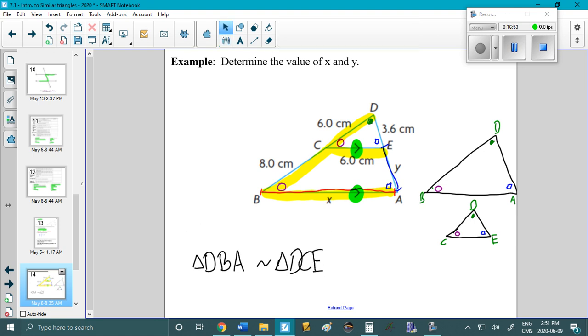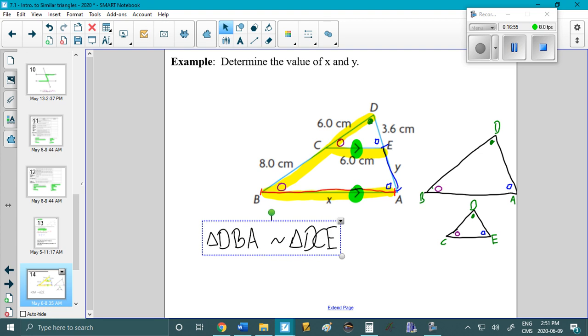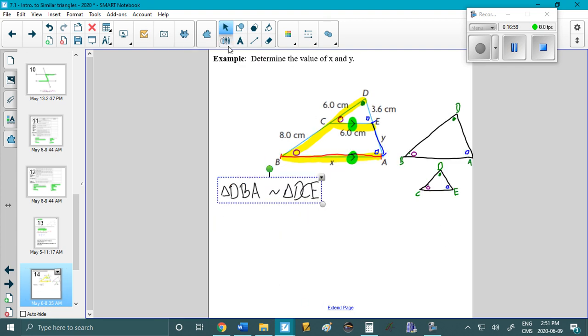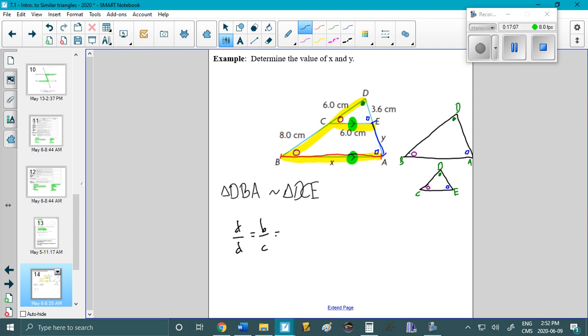So there's our similarity statement. And now once I show you the next thing, that's pretty much the whole lesson. Okay? So what I'm going to do now is write the ratios of the sides. So d over d equals b over c equals a over e. You'll note that I did small letters, and that's because small letters are used for sides.